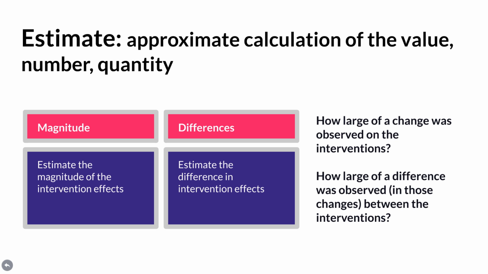So in the simplest case, that's treatment group A and treatment group B. One may be active, one may be a placebo. They may be the same intervention with different doses. They could be two different surgical techniques. But we're really looking to estimate those outcomes. We want to know the magnitude of the intervention effects. So how big was the effect?